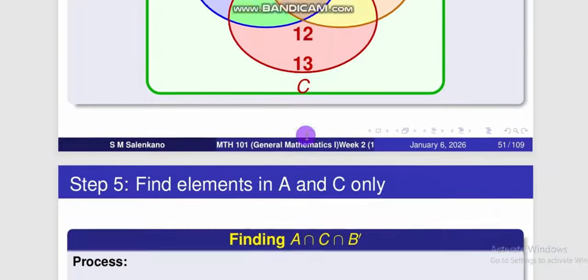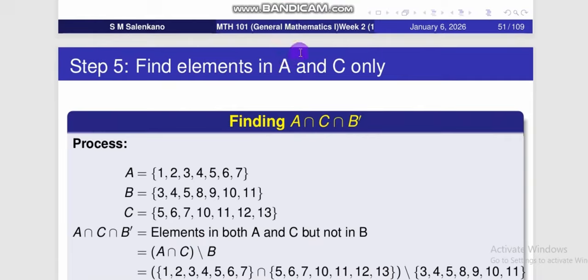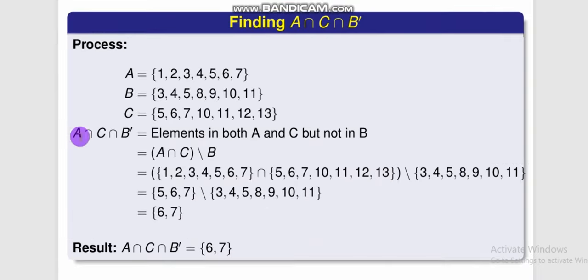The next one is I want to find A and C only. We want to find A intersection C intersection B prime, meaning we want to find elements in both A and C but not in B.